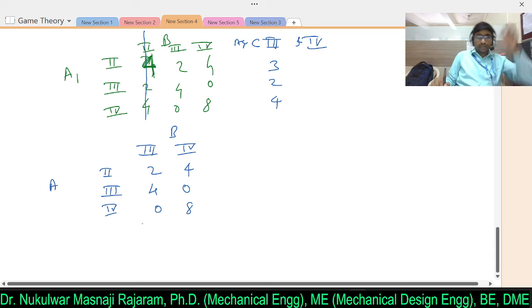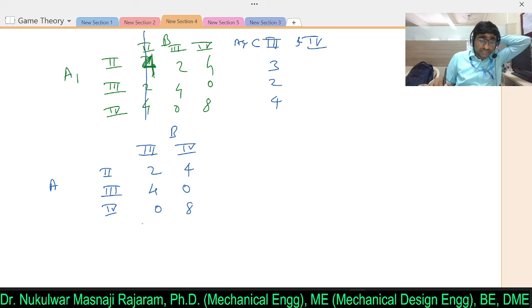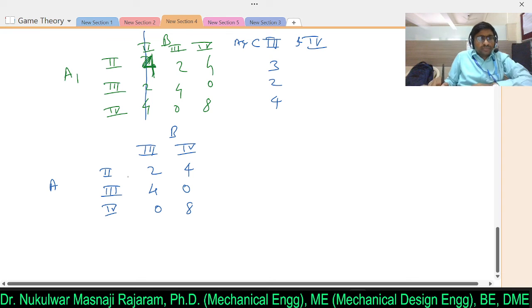Clear? Now here again we need to compare the row, which one is greater and which one is lesser. Now here also by just observing I am not getting anything. So what I will do, I will take average of these two. So average of this 4 plus 0, that will be 2. 0 plus 8 divided by 2, that will be the 4.